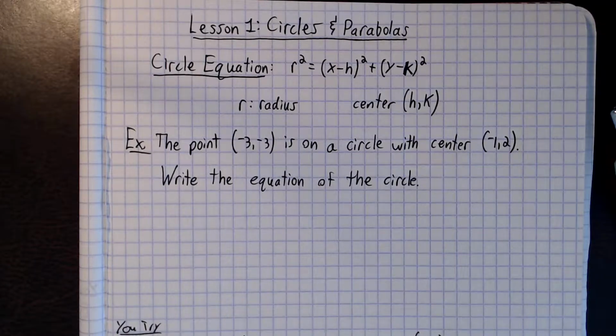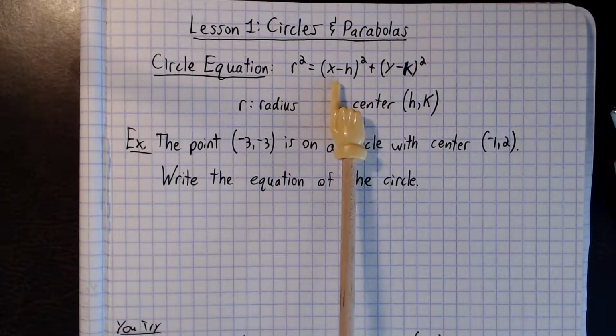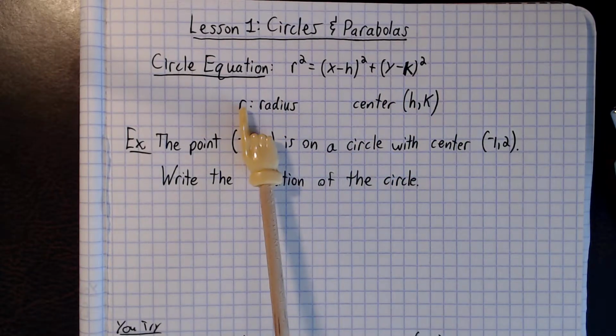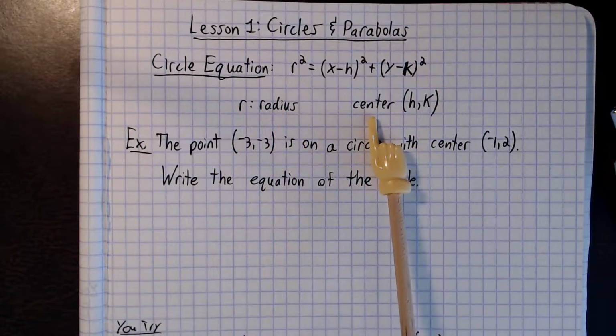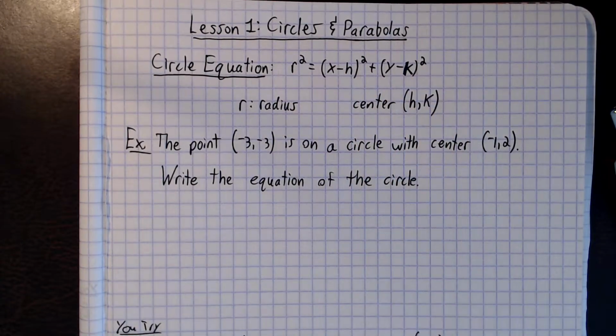Circles we've actually talked about back in geometry, so some of this might look familiar to you. We have the equation of a circle, which is r squared equals (x minus h) squared plus (y minus k) squared, where r is our radius and our center will be at (h, k). Remember, those are the opposite signs.